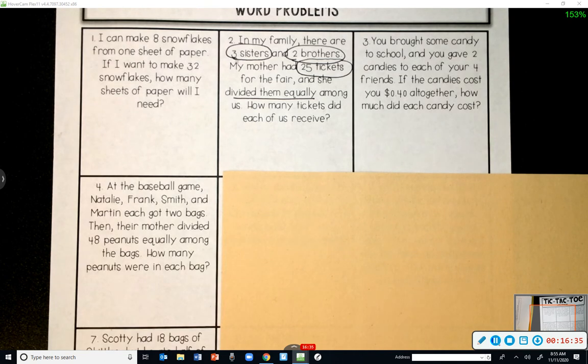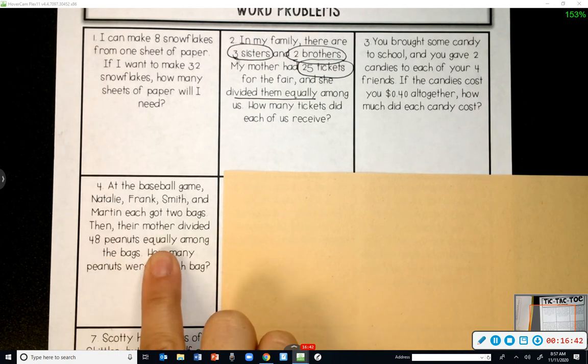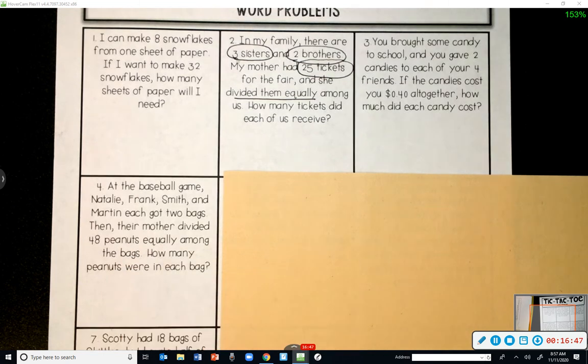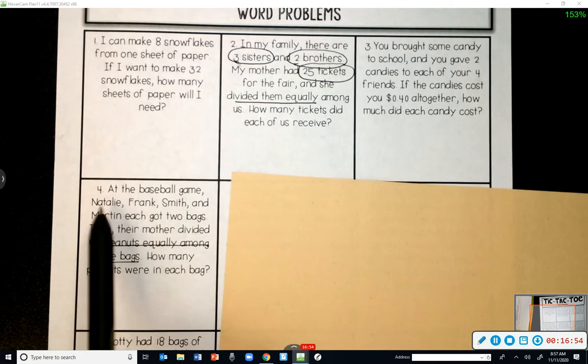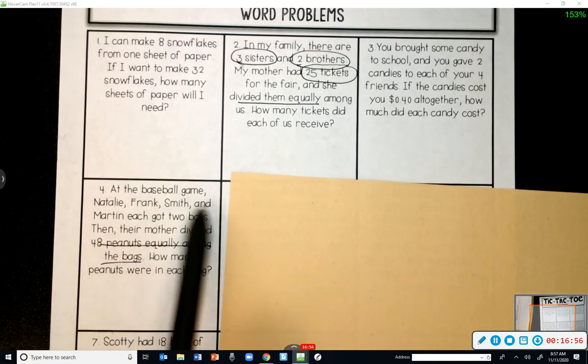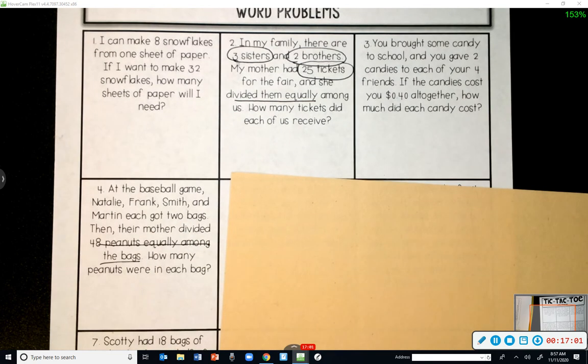Okay, so we're kind of struggling on this one on what to divide 48 by. We all know we need to divide 48 equally among bags, right? Okay, so we need to figure out how many bags we're dividing them up into, right? So it says at the baseball game, Natalie, Frank, Smith, and Martin each got 2 bags. So does that mean we divide by 2? Yes. No. Each person is getting 2 bags.